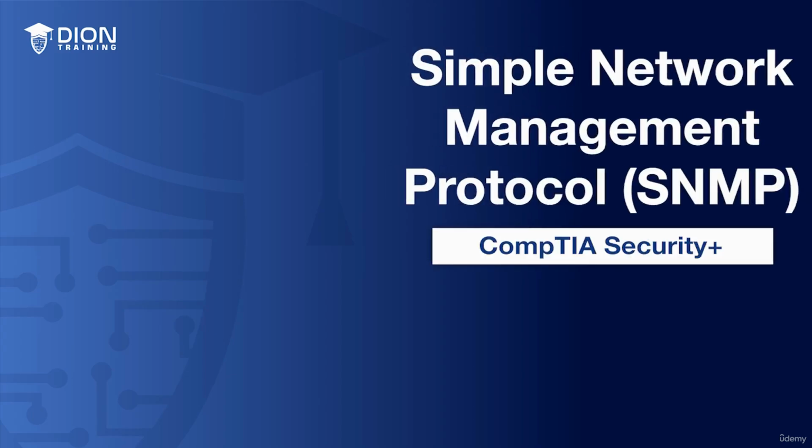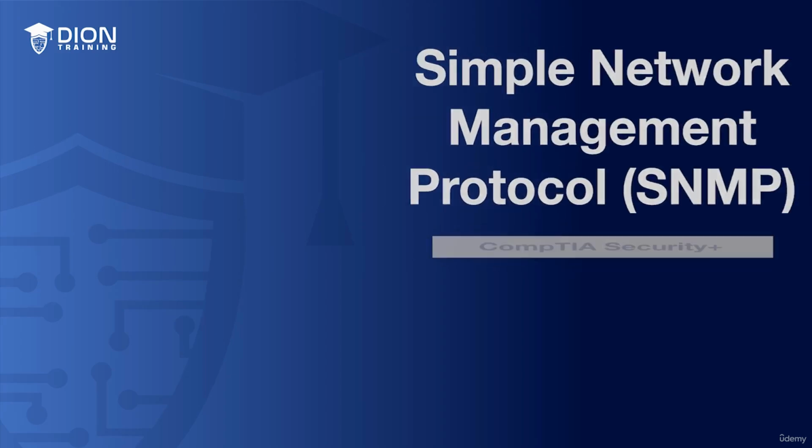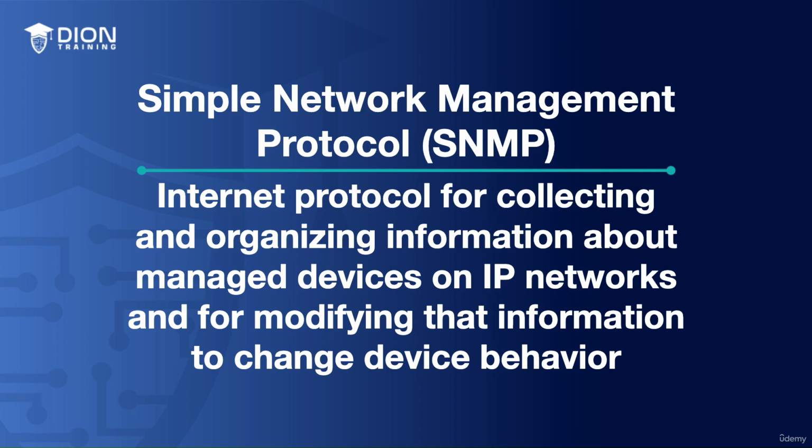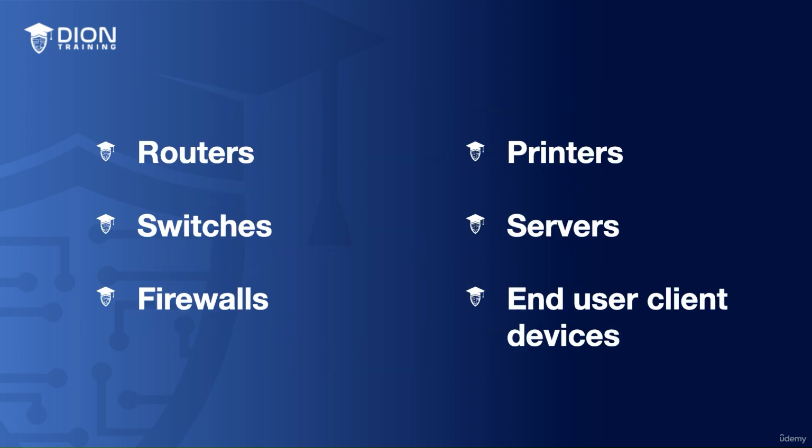In this lesson, we're going to discuss the Simple Network Management Protocol. SNMP is an internet protocol for collecting and organizing information about managed devices on IP networks and for modifying that information to change the device's behavior. When we talk about managed devices, we're referring to any device that can communicate with an SNMP manager known as the Management Information Base, or MIB. Now, this includes things like routers and switches and firewalls and printers and servers and even your end-user client devices. SNMP can be used to send and receive data from these managed devices back to a centralized network management station.